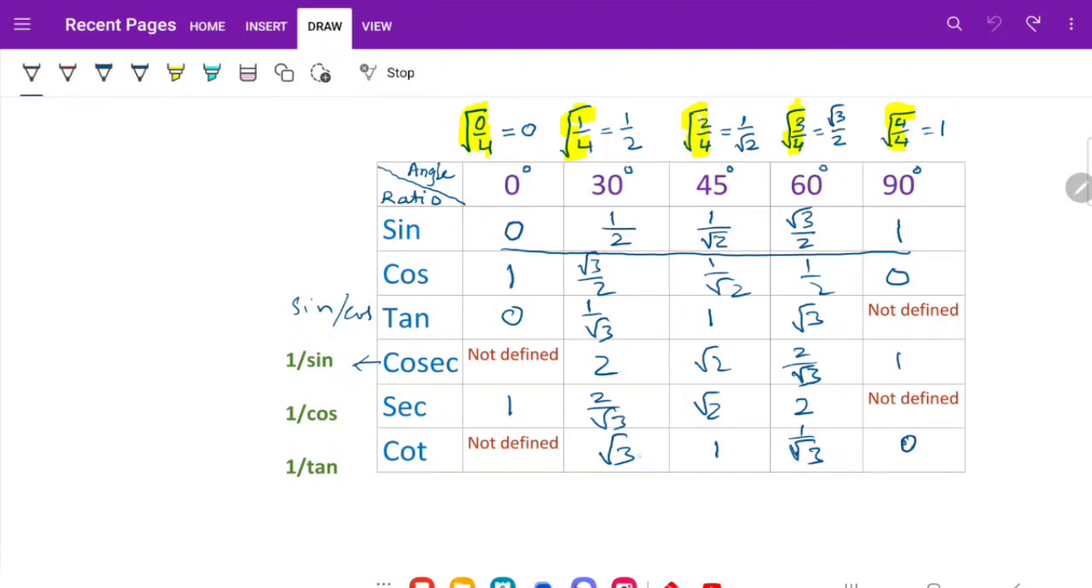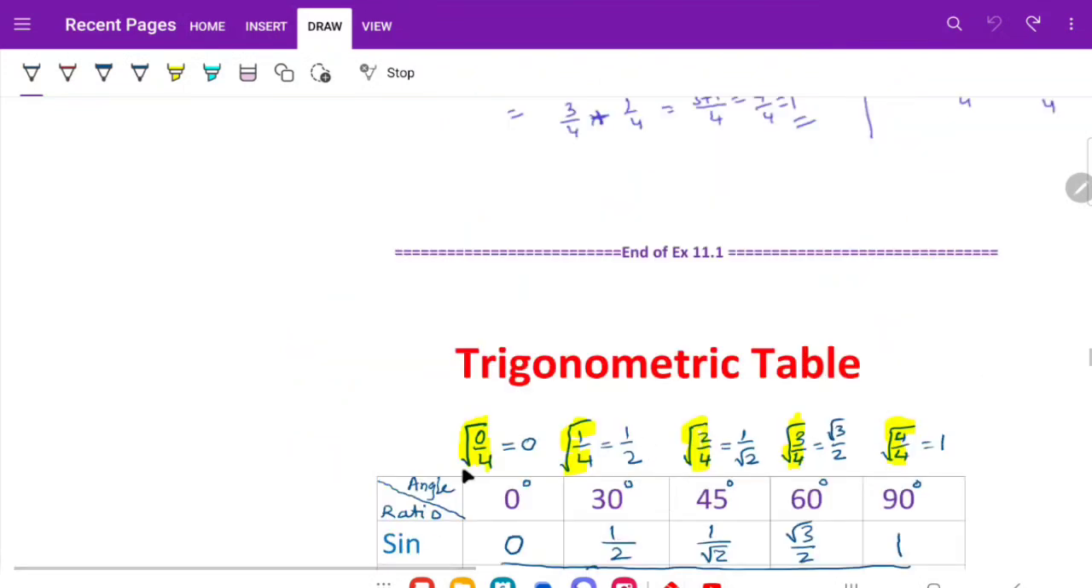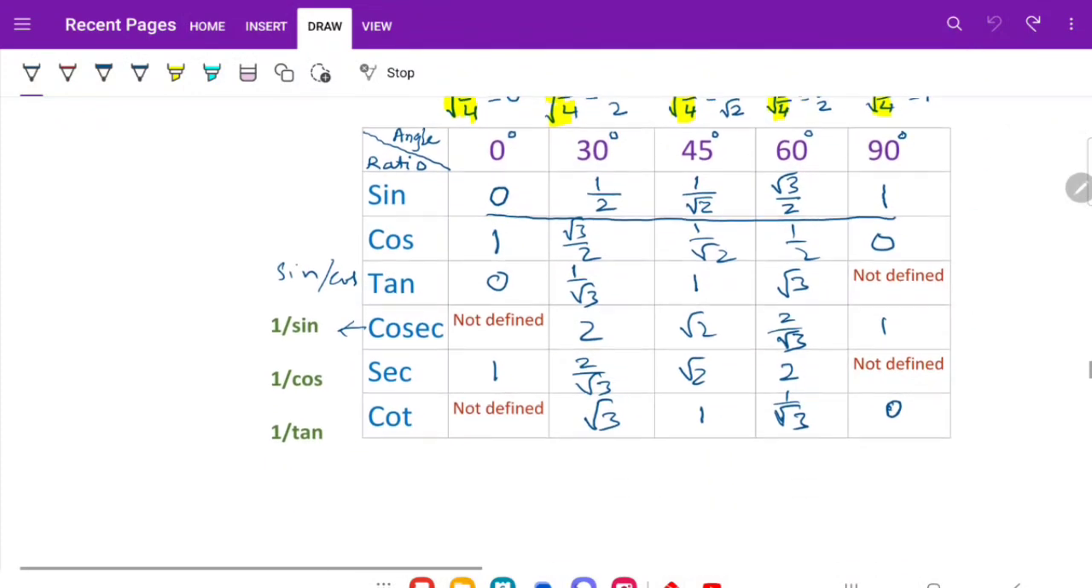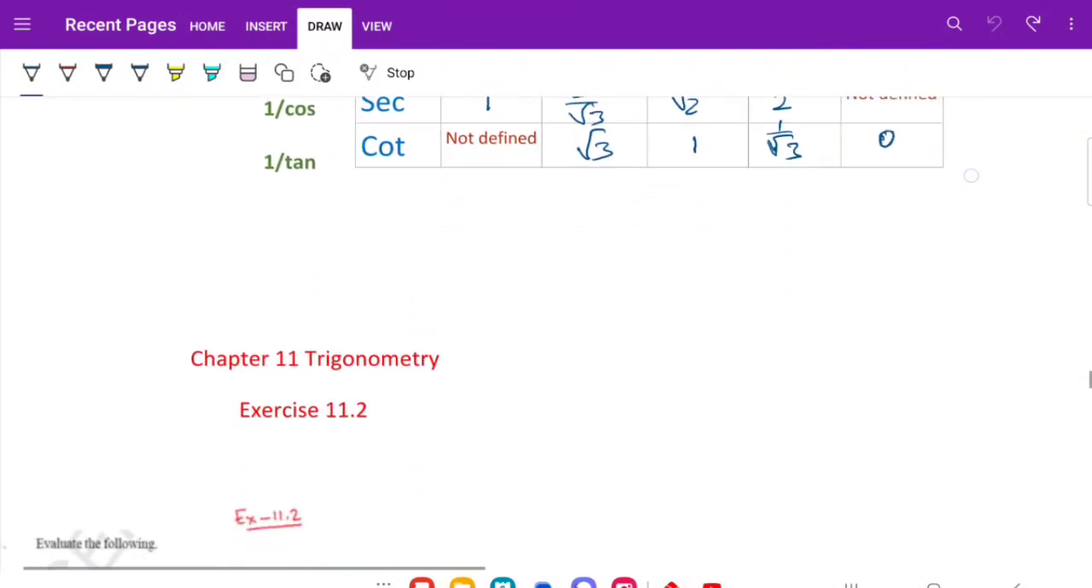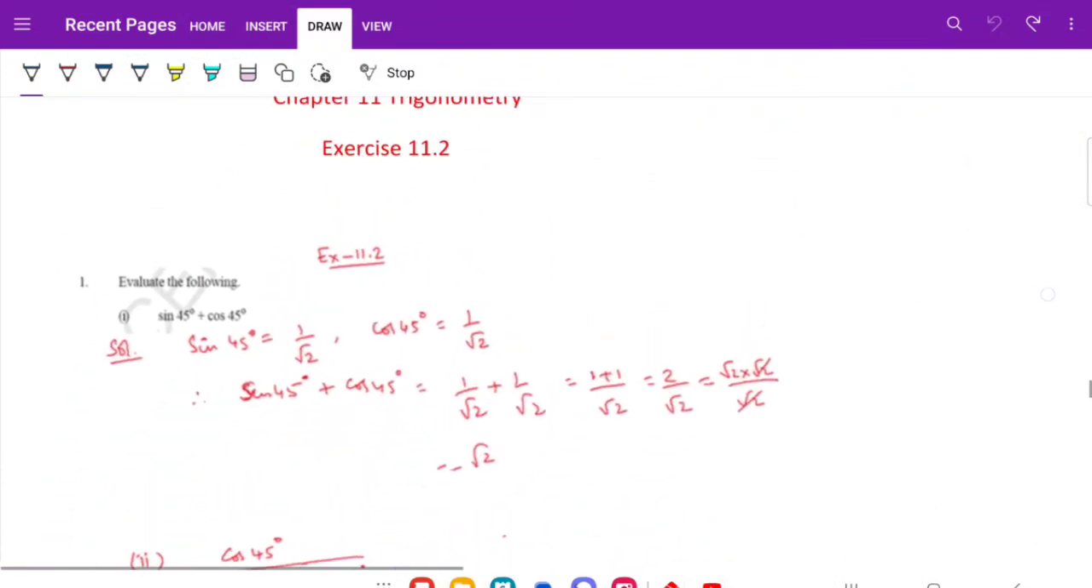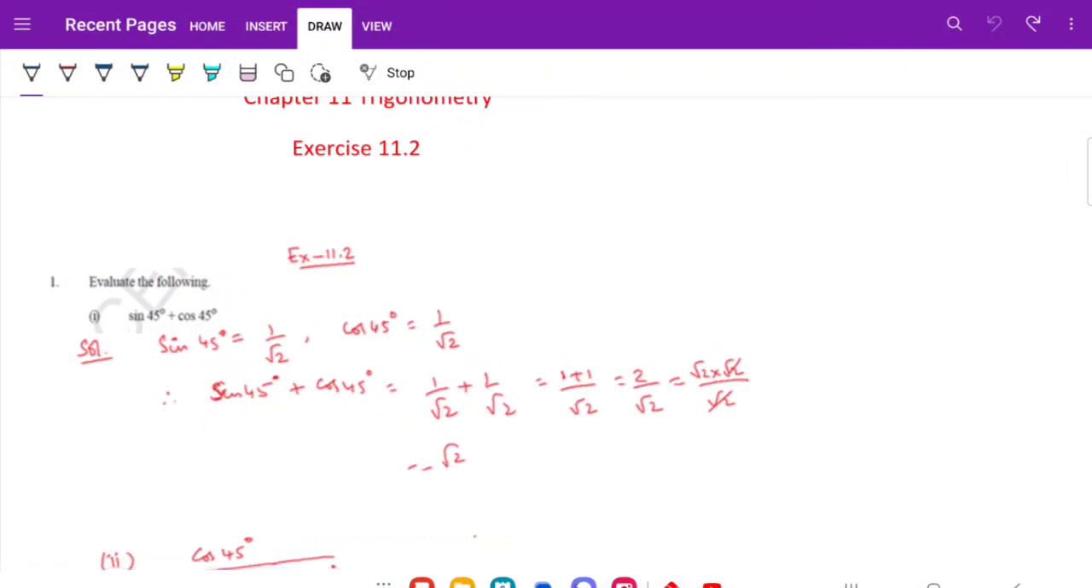In the same way, cot is the reciprocal of tan. Tan 30 here is 1 by root 3. That means cot 30 is how much? Root 3 by 1, that is root 3. So this table is compulsory to solve any problem related to these angles.